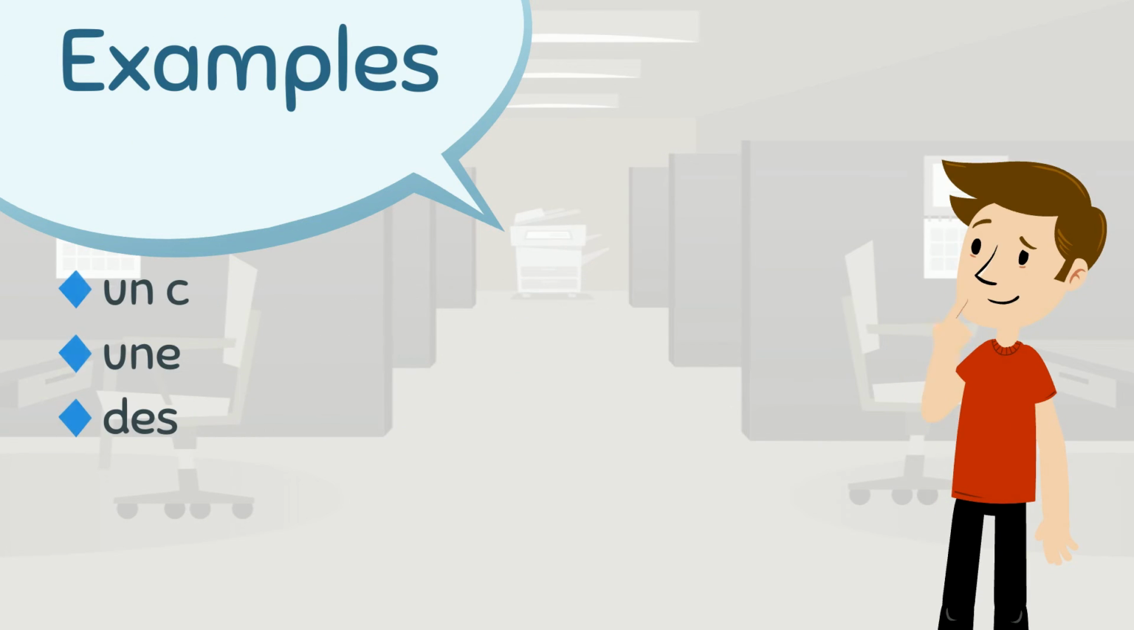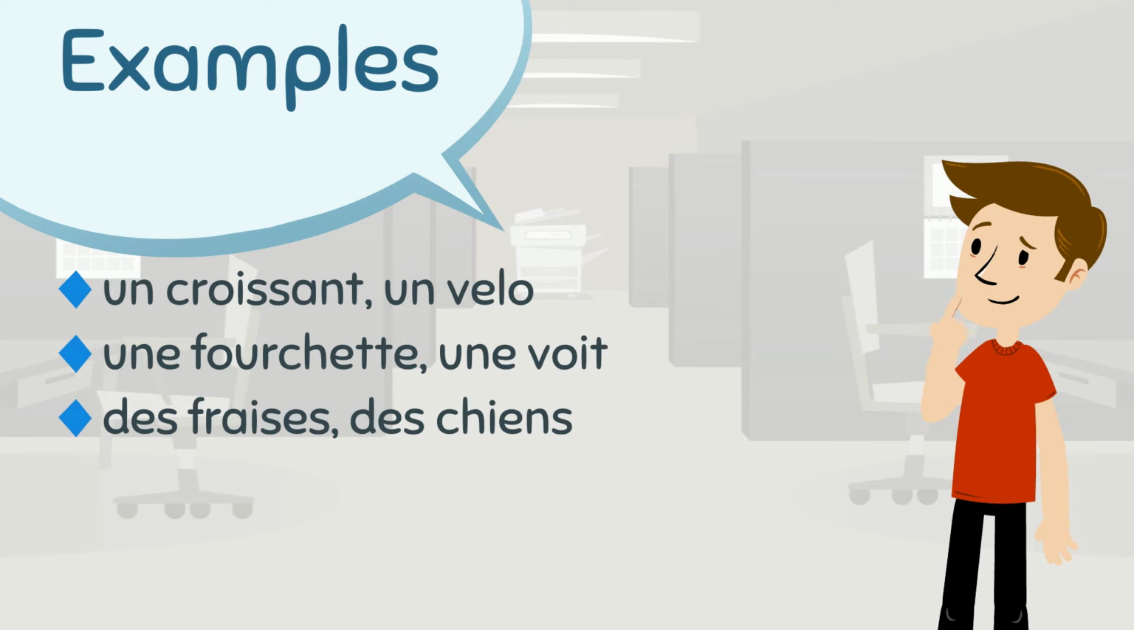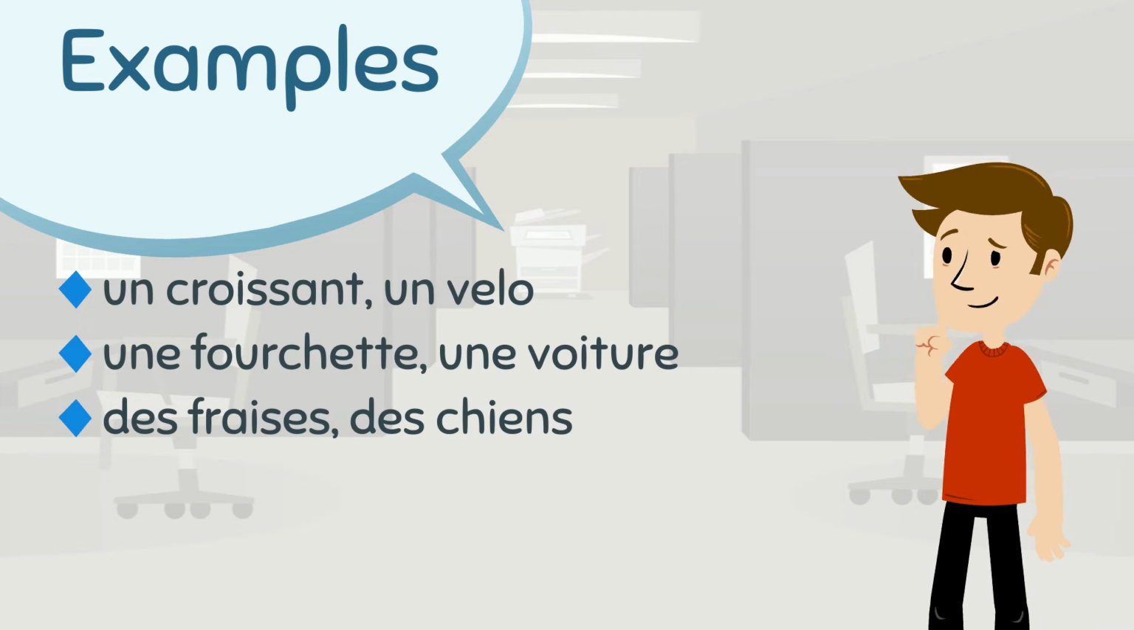So here are some examples of them: un croissant, un vélo, une fourchette, une voiture, des fraises, et des chiens.